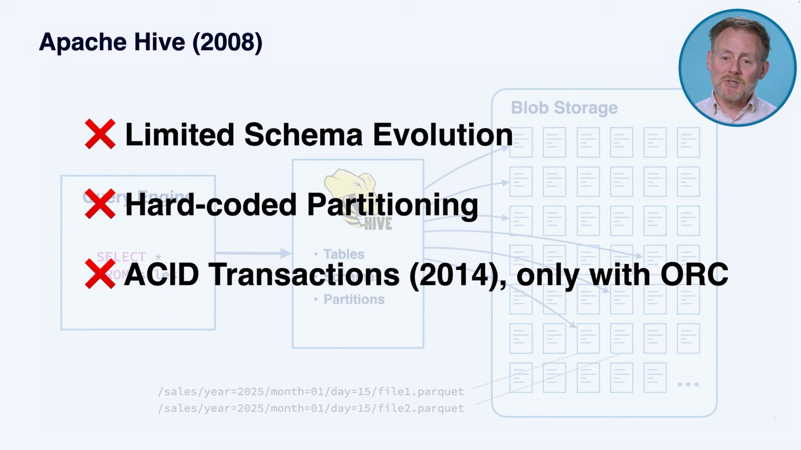ACID finally arrived in 2014, but only with ORC files in that format. And it created delta files needing constant compaction to keep queries fast. And this was all built for Hive. Other engines could connect to the data lake, but it was never really seamless.